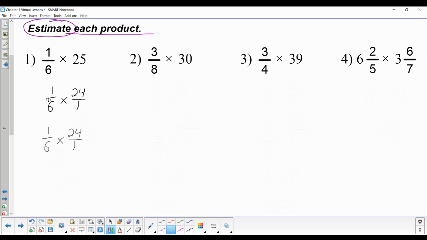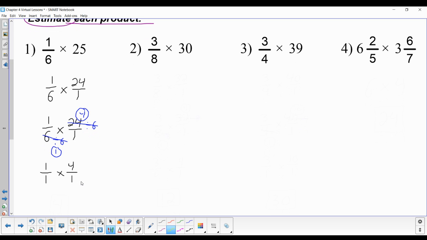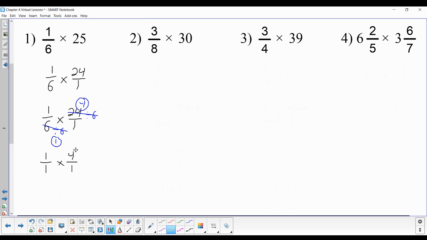Then I'm going to rewrite 1/6 times 24 and cross cancel. 6 goes into 6 once, 6 goes into 24 4 times, leaving us with the fractions 1/1 first and 4/1 second. When I go to multiply my numerators, I get 1 times 4 is 4. Denominators, 1 times 1 is 1, and 4/1 is just 4.